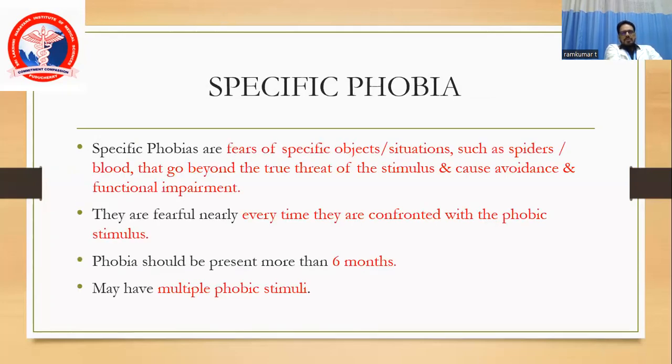Specific phobia. Specific phobias are fears of specific objects or situations, such as spiders or blood, that go beyond the true threat of the stimulus and cause avoidance and functional impairment. They are fearful nearly every time they are confronted with the phobic stimulus. The phobia should be present for more than 6 months. They may have multiple phobic stimuli.